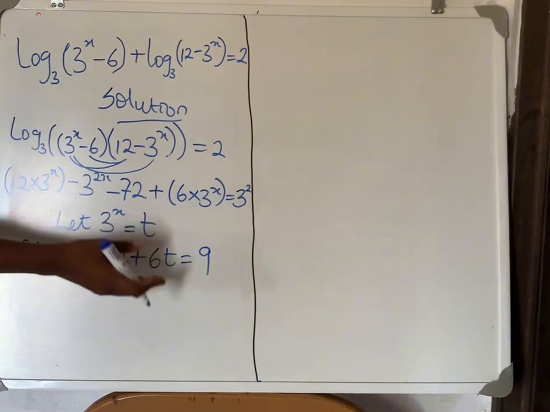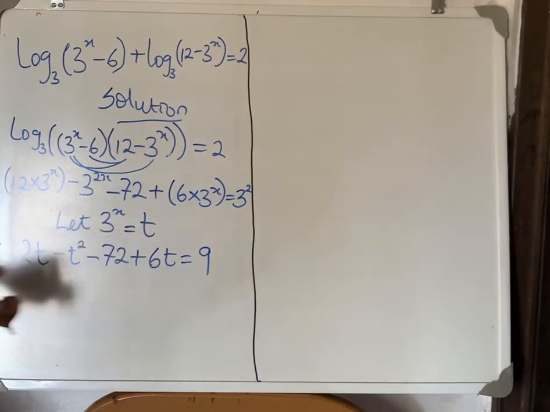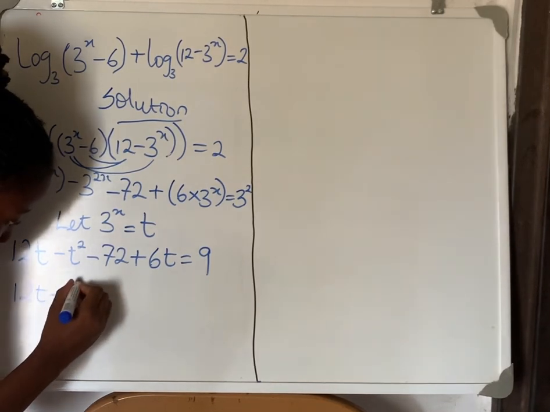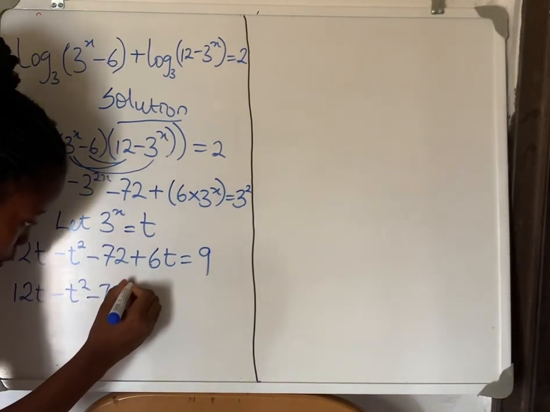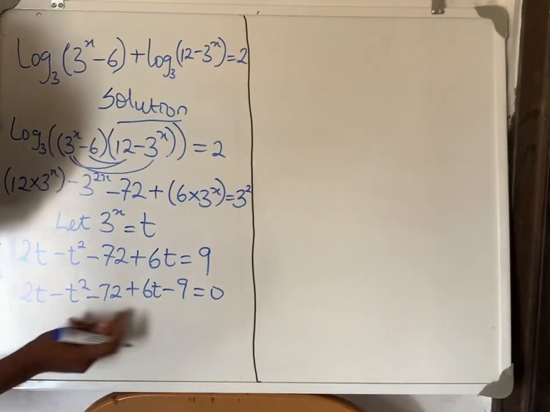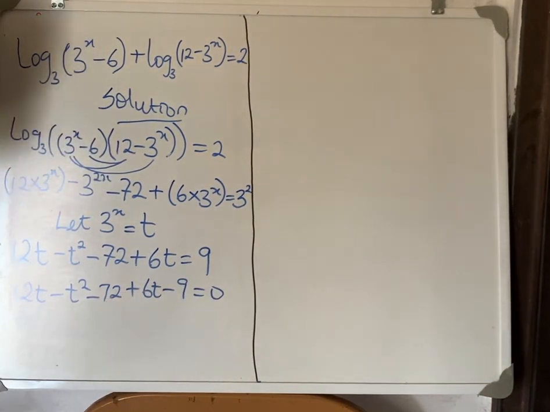Okay, so when you have this, you try to collect the like terms, bring all of them to this side so you can be equal to 0. Now we see we are heading towards a quadratic equation. So we have 12t minus t squared minus 72 plus 6t minus 9 equal to 0. And now when we look at it, you see minus 72 minus 9 gives minus 81.